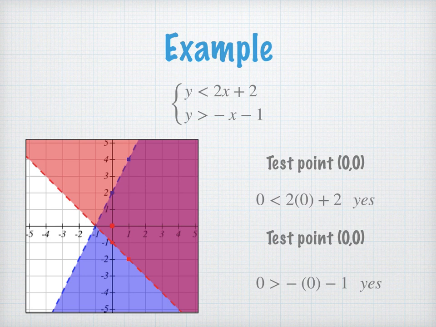Now, solutions for the system occur where the overlap is. So the overlap is our answer. But on the computer, we're just going to leave our graph like this. Just remember that the overlap is your answer.